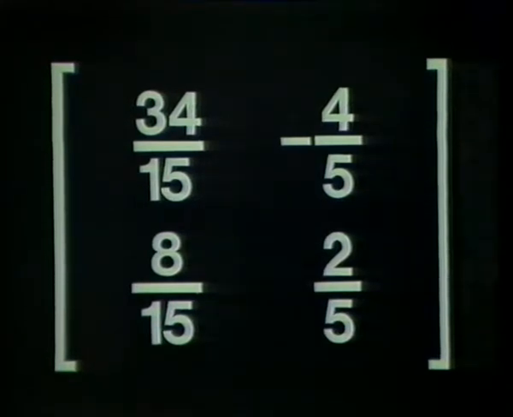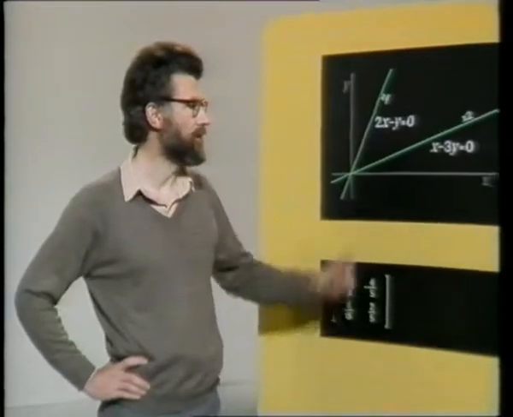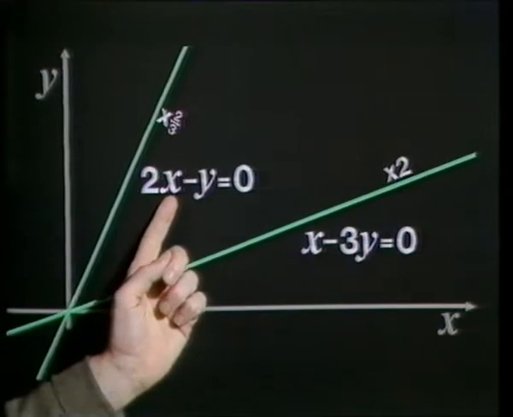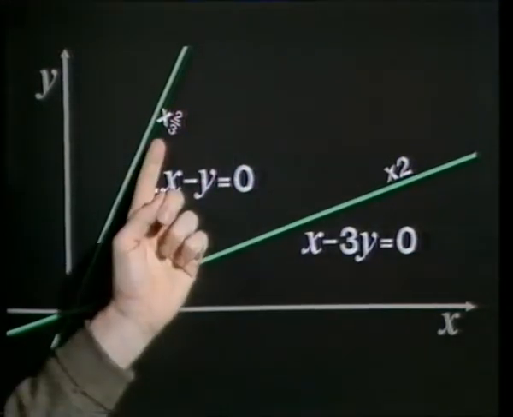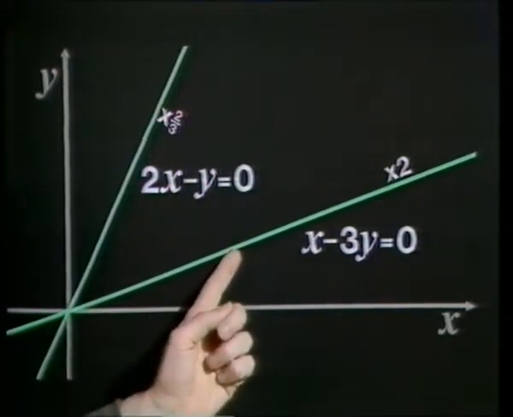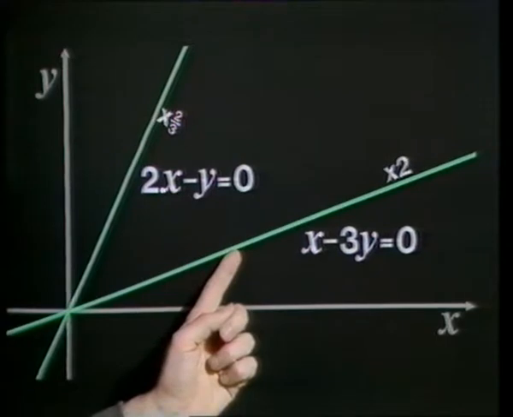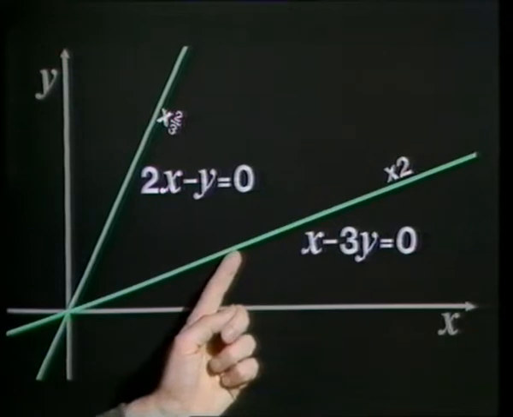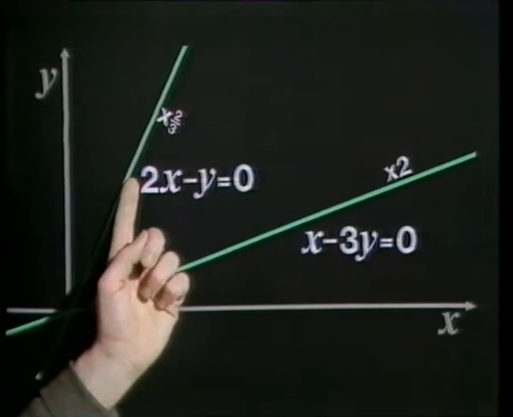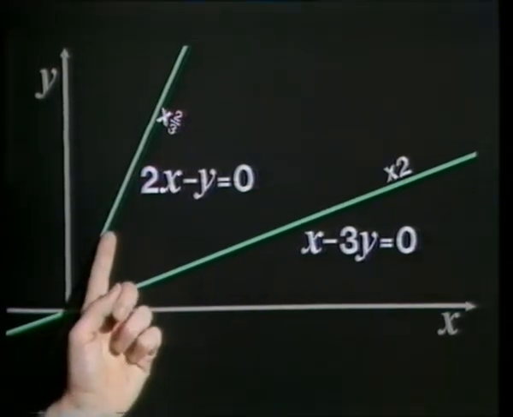We asked you to investigate this matrix before the program, and in particular to calculate its eigenvalues and its eigenlines. What you found was that the matrix has eigenlines x minus 3y equals 0 and 2x minus y equals 0, and these are the corresponding eigenvalues. What does this mean? It means that for a point on this eigenline, for example, x minus 3y equals 0, when you apply the transformation represented by the matrix, the point is scaled by a factor 2. And similarly, a point on the other eigenline will get scaled by a factor 2/3.